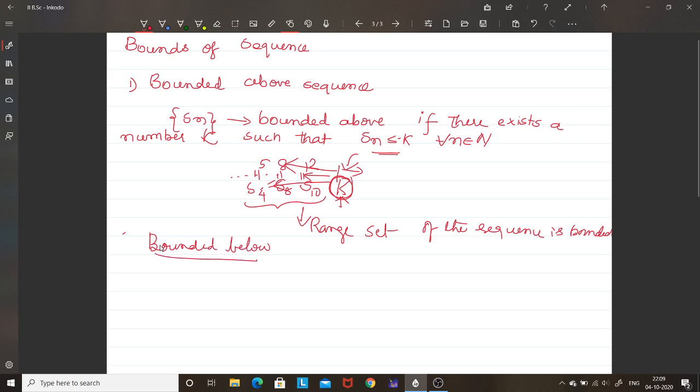Bounded below sequence. So the sequence Sn is said to be bounded below if there exists a real number k.